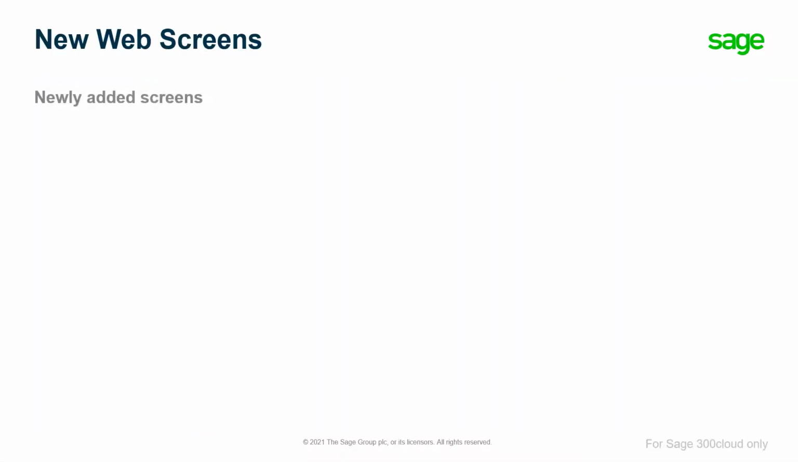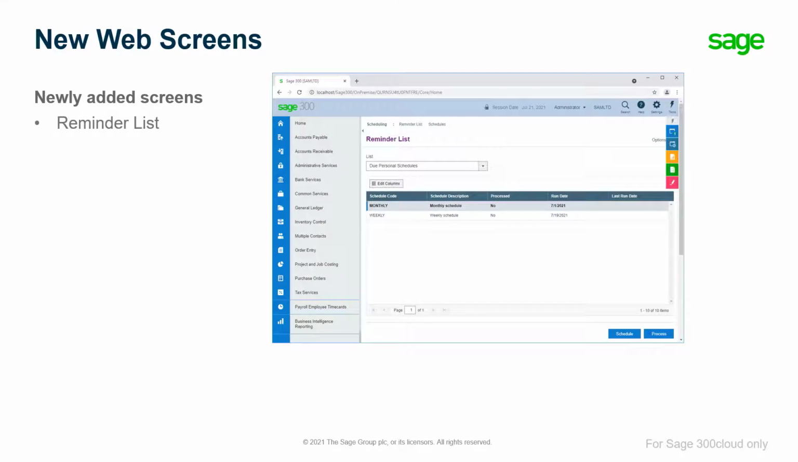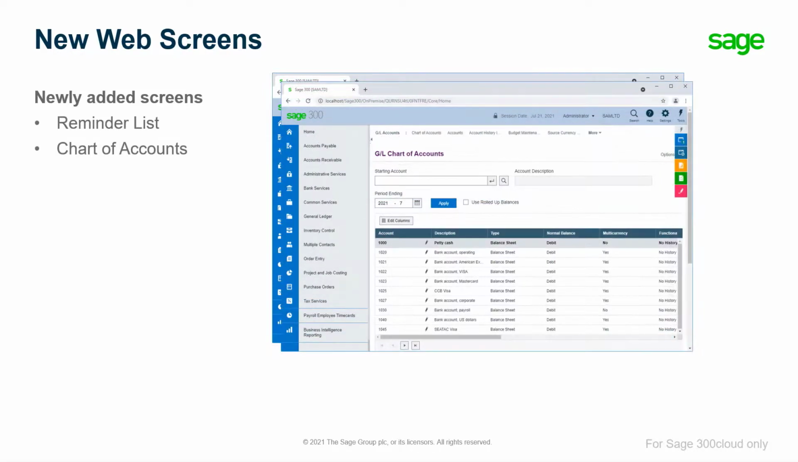The new web screens are added to increase the utility of web screens on our quest to achieve parity with desktop screens. The following web screens are now available. A new reminder list web screen that you can use to remind users to process scheduled tasks. A new chart of accounts web screen for General Ledger, which you can use to list accounts in the General Ledger and view specific information for each account.